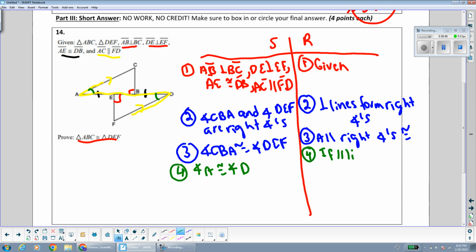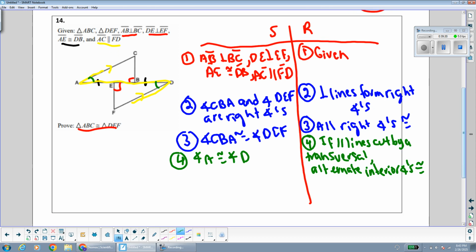If parallel lines are cut by a transversal, alternate interior angles are congruent. Yes, you do need to put that the lines are parallel. Otherwise, alternate interior angles are not congruent. And look, I'm up to half credit now. I'm doing so great here. Up to half credit. Look at that.